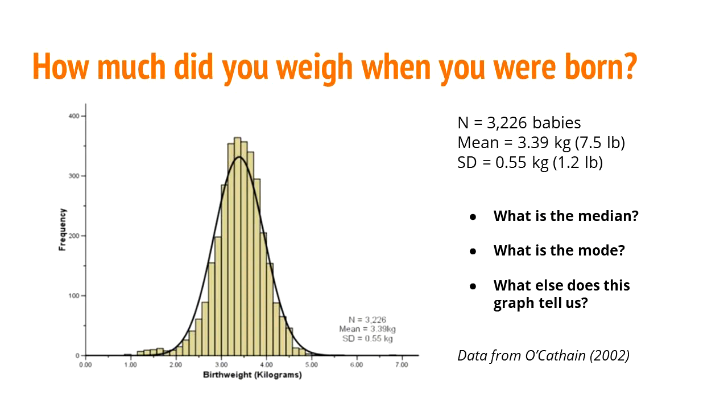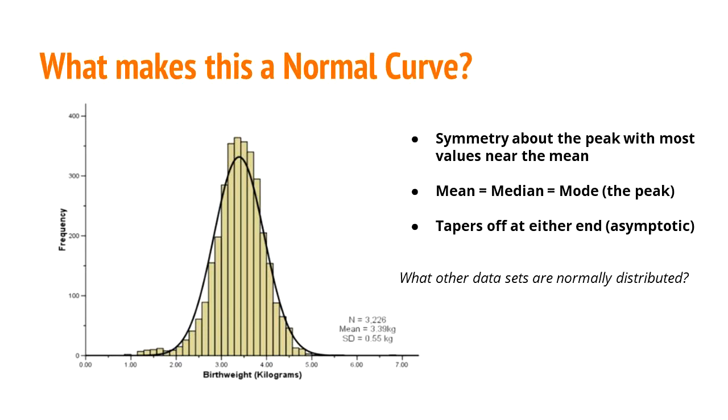What's the mode? For this graph, the mode is the one with the highest frequency. The highest frequency is the highest bar. The highest bar is also right in the middle, which lines up with the mean. What does this tell us about this graph? Well, it turns out that the mean and the median and the mode are all the same.